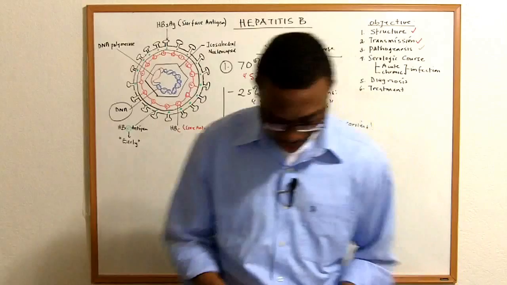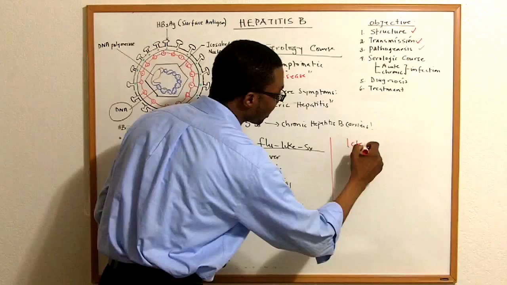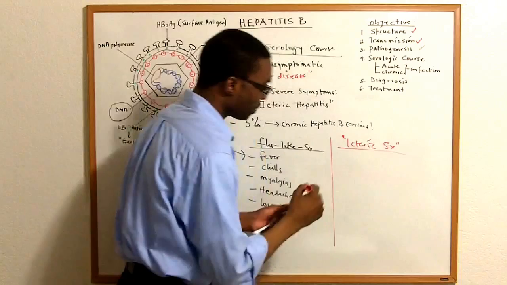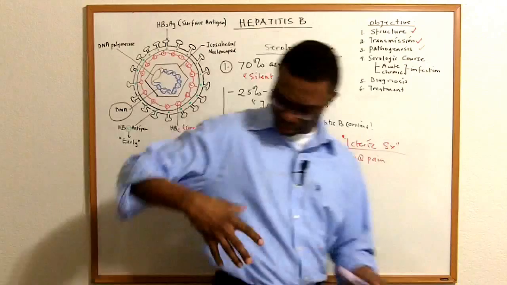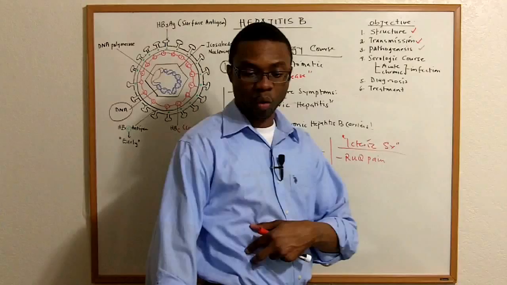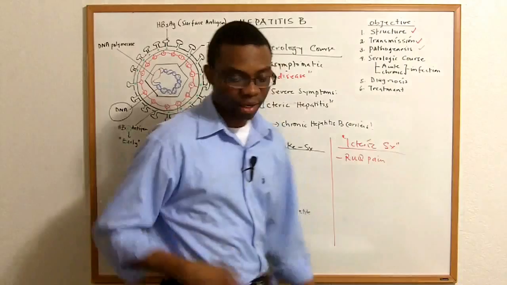Now, icteric, from the word jaundice, right? With icteric symptoms, patients are going to have right upper quadrant pain. Why do they have right upper quadrant pain? Because this is exactly where the liver is, right? The liver is in the right upper quadrant. So patients will have right upper quadrant pain. They will have fever.